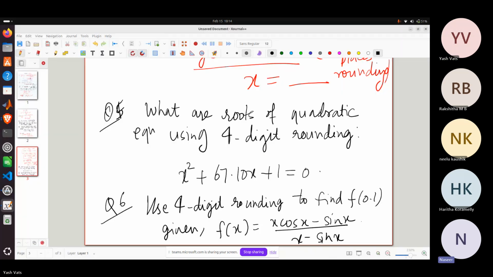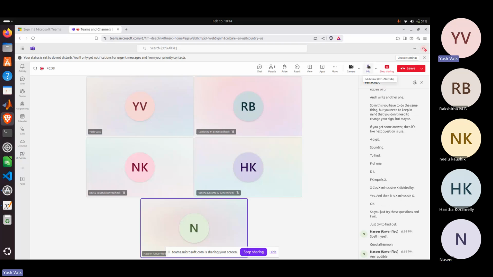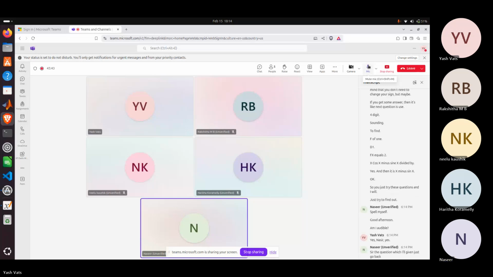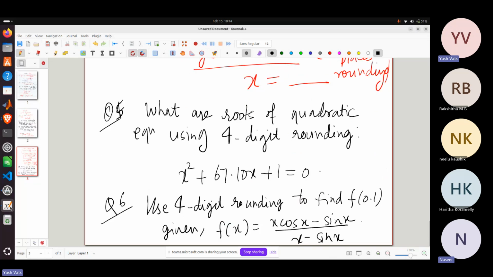Excuse me, sir. Good afternoon. Am I audible? Yes, Nasir, yes. Sir, the question which you have given, just go back the slide. Can you show which question you are saying about? Coming to question number 5. What is the initial approximation, sir? The initial guess value, the initial value to start with the root.